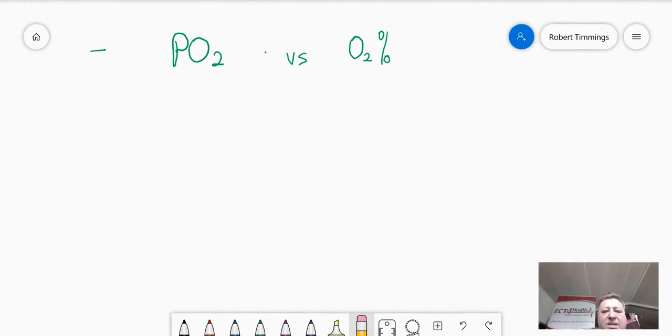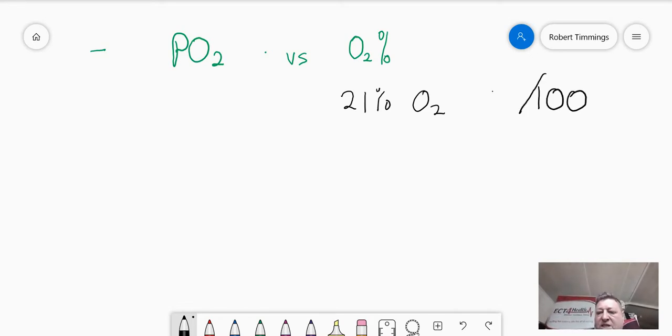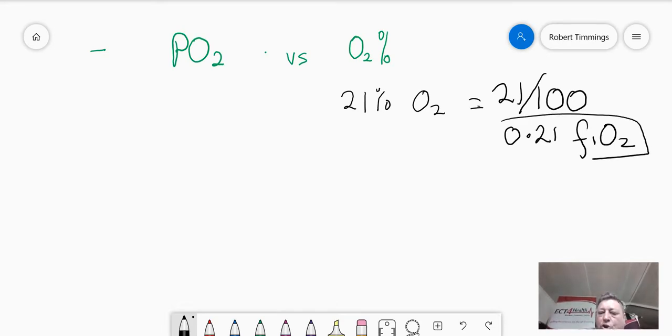The oxygen percentage, as you will recall, is 21% of the air that you're breathing is oxygen. In other words, if you were to breathe 100 parts of air, 21 of those parts would be oxygen. And in our first video, we suggested that maths calculates out to 0.21. This is called the fraction of inspired oxygen, 0.21. Now we need that number to be able to calculate the pressure of oxygen.